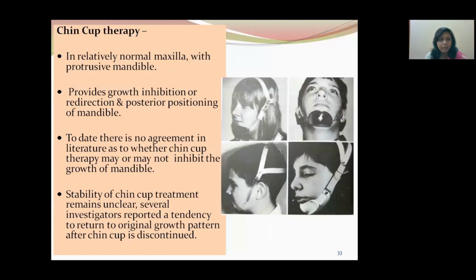Chin cup therapy, as I said, is used in a relatively normal maxilla with a protrusive mandible, and provides growth inhibition or redirection and posterior positioning of the mandible. But to date, there is no agreement in the literature as to whether the chin cup may or may not inhibit the growth of the mandible, but surely it can redirect the growth of the mandible. Stability of chin cup treatment remains unclear. Several investigators reported a tendency to return to the original growth pattern after the chin cup is discontinued.